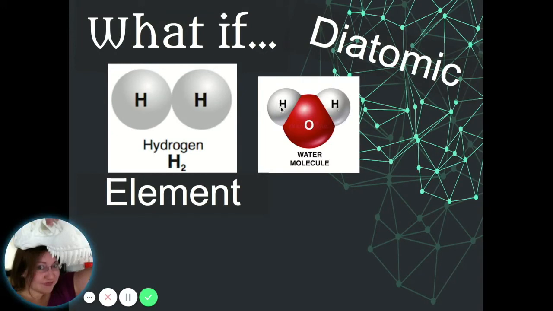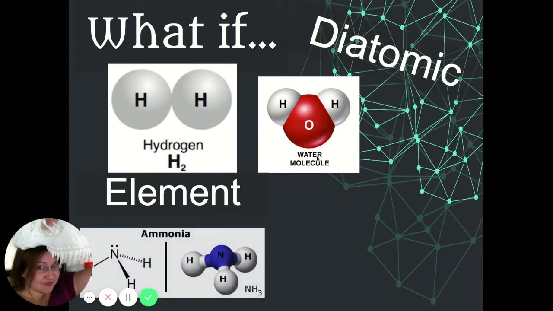So water, if you look at this, H2O, this is two H's and one O. So we have two hydrogens, one oxygen. Is this diatomic or is it a compound? It's made of two different elements, so that's going to be a compound.